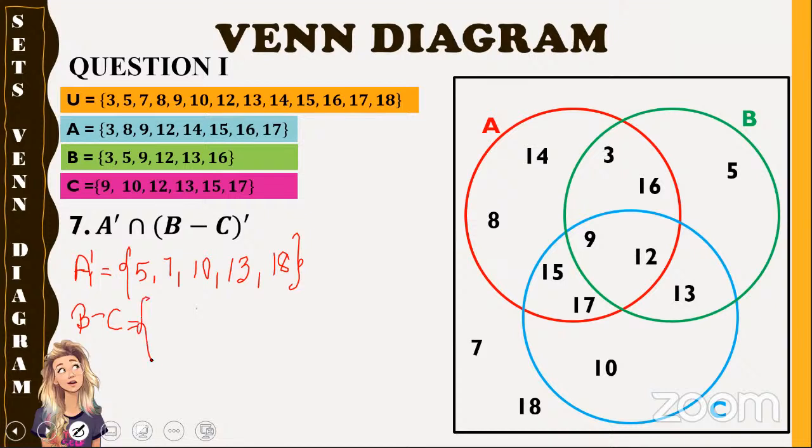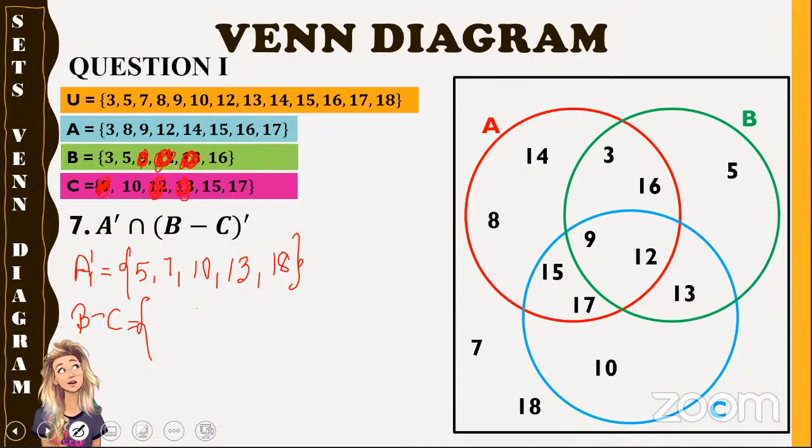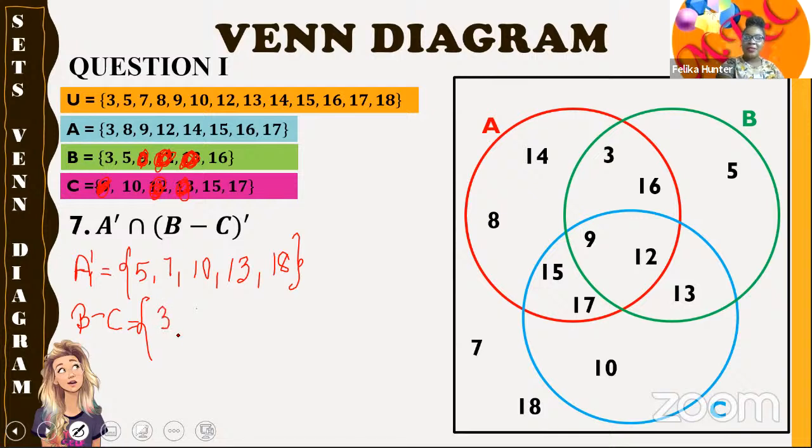30 is in both. So only what is left in B would be the answer. All right. So say that last part for me again, honey. Only what is left in B would be the answer. All right. So the answer now for B minus C is 3, 5 and 16.